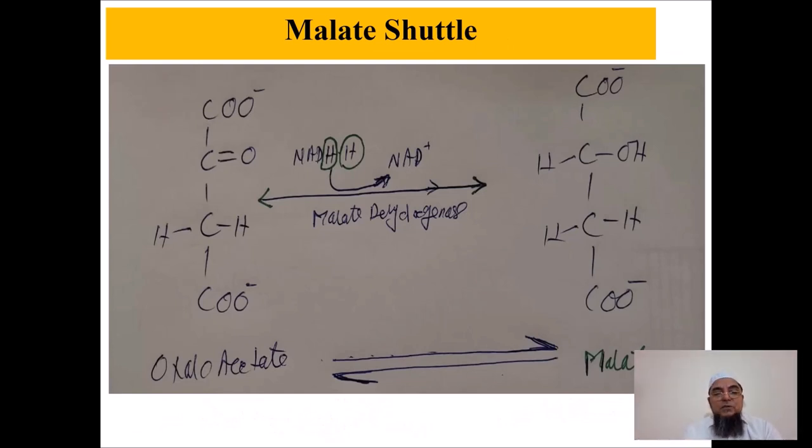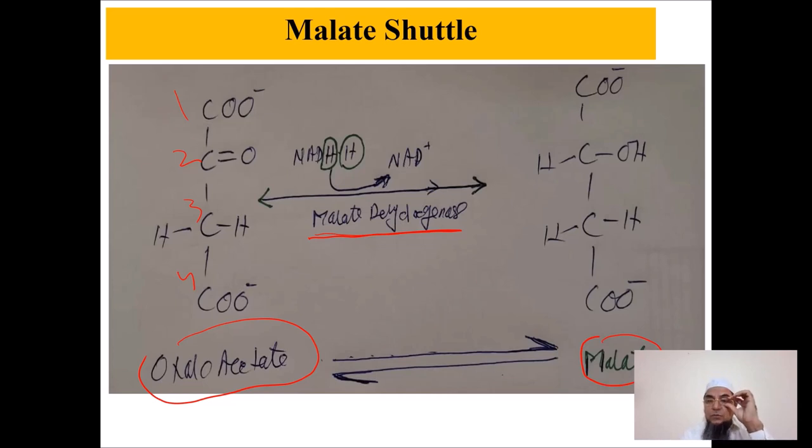So, the malate shuttle pathway. I'm giving you first a brief idea of this and then we'll go to the actual cycle. First of all, this one is oxaloacetate. Oxaloacetate is a 4-carbon compound: 1, 2, 3, 4. You can see a carboxylic acid, then a keto group, then 2 hydrogens, and then a carboxyl group. There is an enzyme known as malate dehydrogenase. This substrate, oxaloacetate, is converted into the product called malate. That's why it's called the malate shuttle.